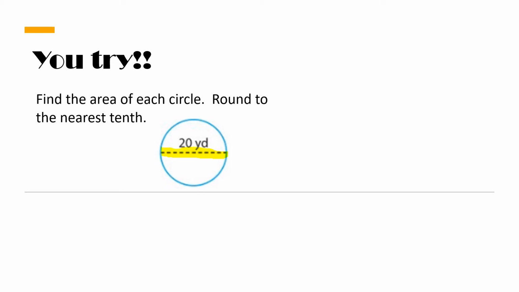So remember, this is twice the radius. I'll give you about a minute. See if you can use A equals pi r squared to find the area of this circle.